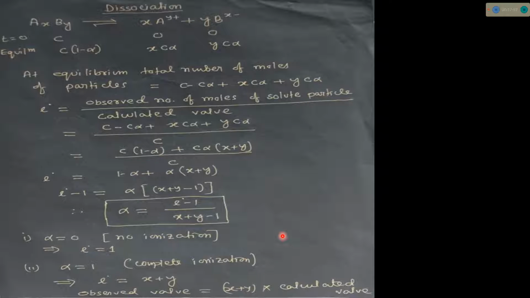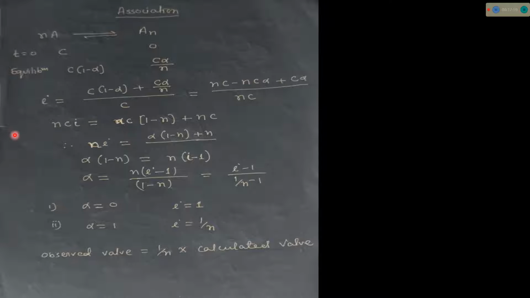This is for dissociation. Now see the association case. If n moles of A, where the n value may be 2, 3, 4, after association form an n-mer, meaning either a dimer, trimer, tetramer, or pentamer.